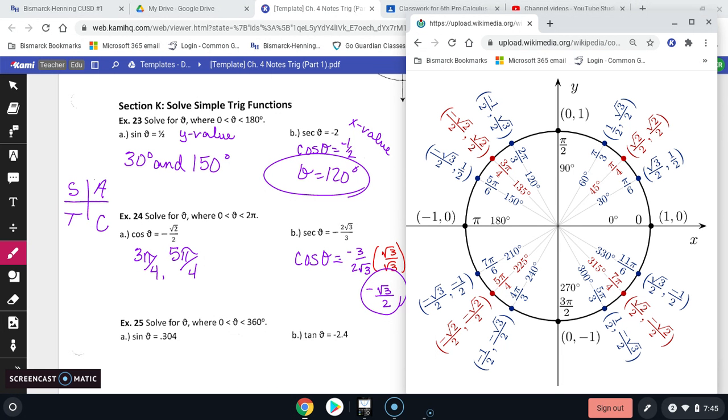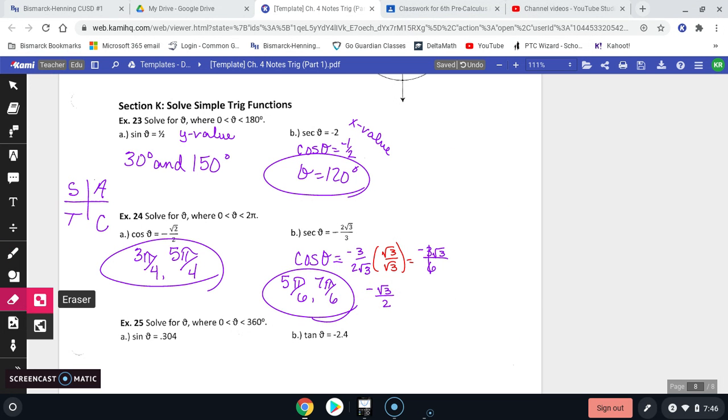So, cosine is negative in the second and third quadrant. So I'm looking in the second and third quadrant again. In the second quadrant, I find 5 pi over 6. And then in the third quadrant, the x coordinate of negative root 3 over 2, that's 7 pi over 6. So those are actually the angle measures that I'm looking for.